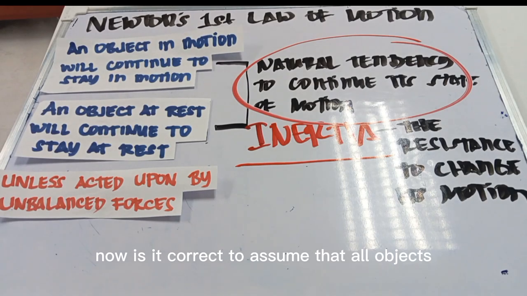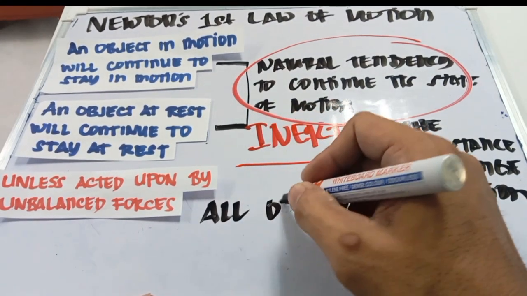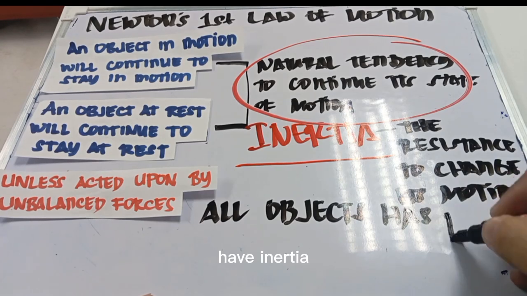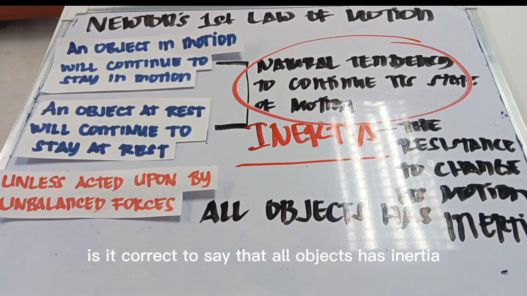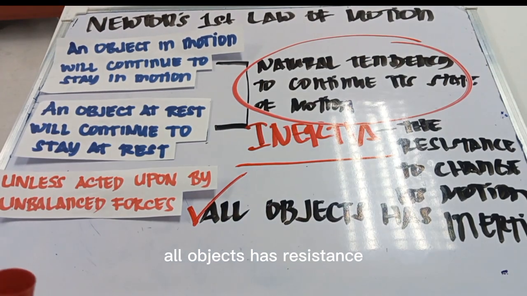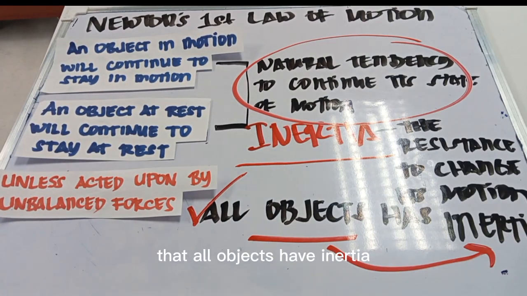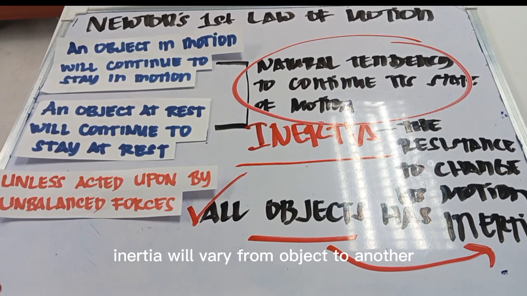Now, is it correct to assume that all objects have inertia? Is it correct to say that all objects have inertia? Yes, basically, all objects have resistance to change their state of motion. Thus, all objects have inertia. However, not all objects have an equal amount of inertia. Inertia will vary from one object to another.